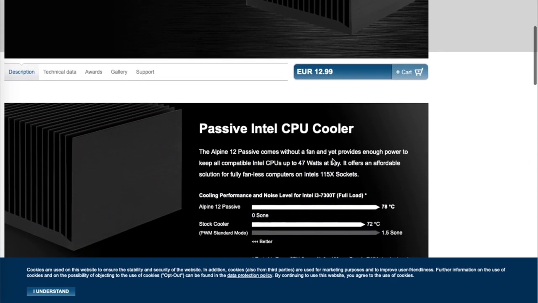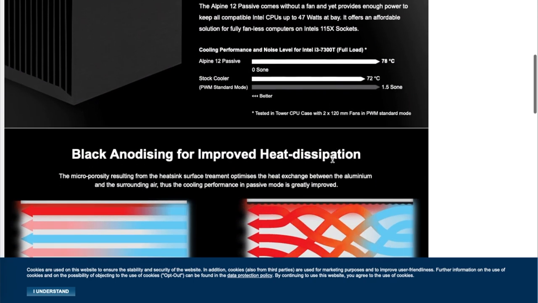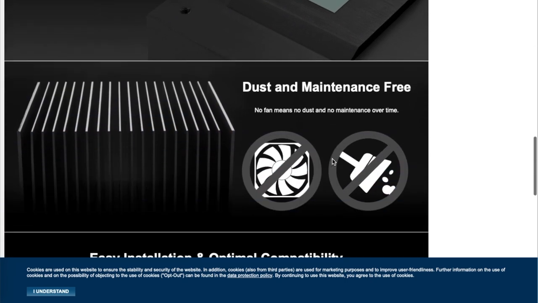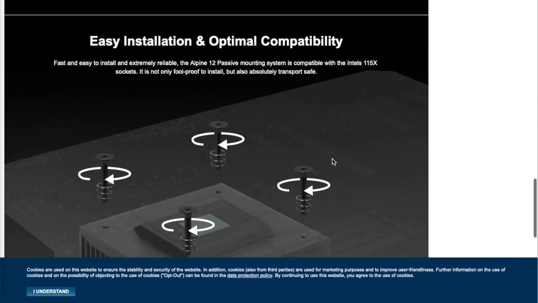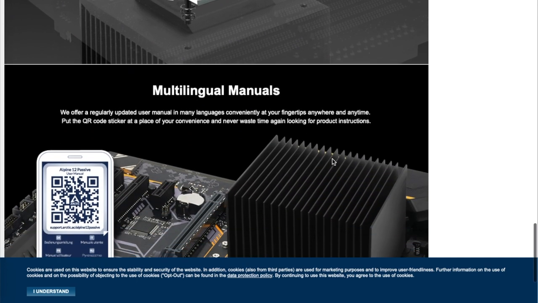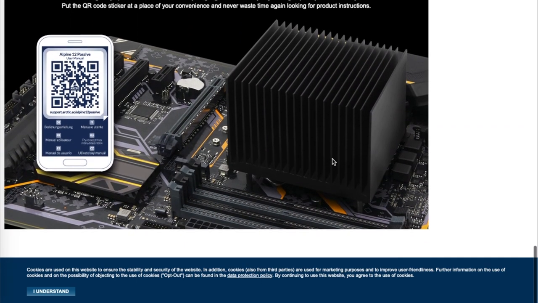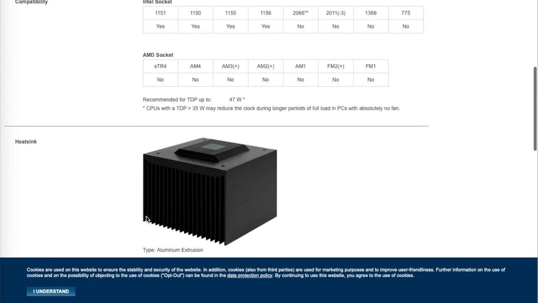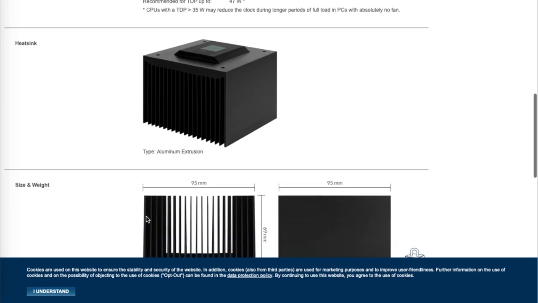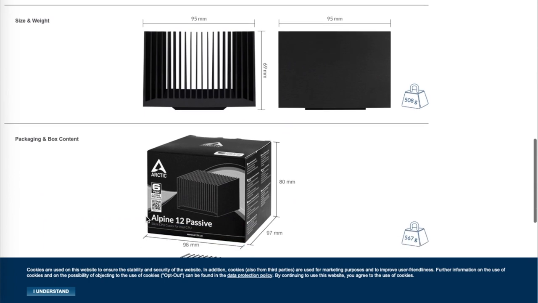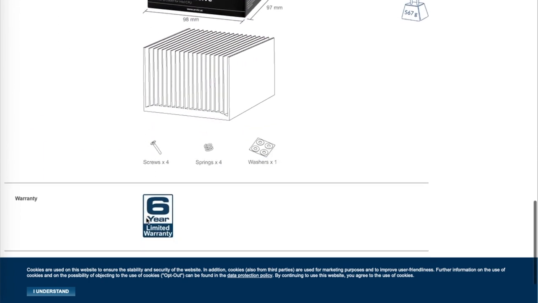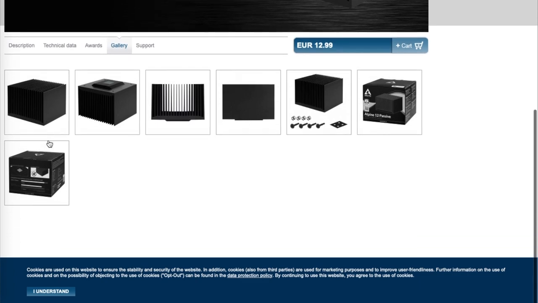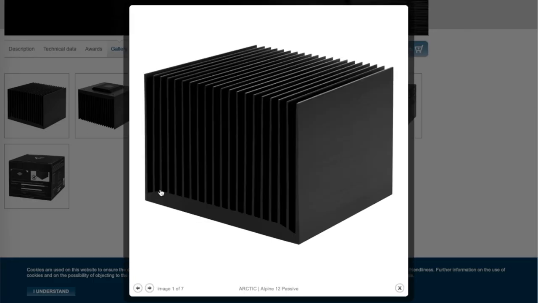The Alpine 12 Passive is going to remain the cooling solution of my setup. It's perfect for processors up to 45 watts, and that should cover the Xeon L lines. I don't think there's any Xeon L that uses more than that. It works, does the job, and comes with the thermal paste already applied. The system doesn't get full of dust because there are no fans, and it is perfect, right? It comes with multilingual manuals and everything that you don't need, but it does the job.